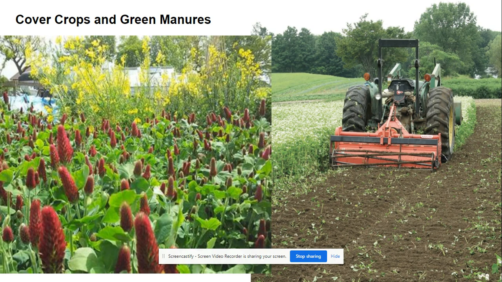Second thing is they are feeding the soil. When you turn them in, that organic matter is breaking down and enriching the soil with humus and improving the soil's ability to hold water and nutrients. That's the second thing. And the third thing that cover crops do is they reduce weed pressure.